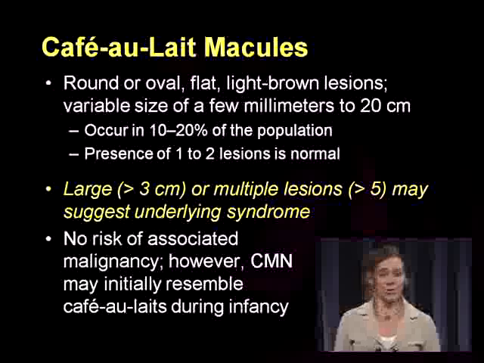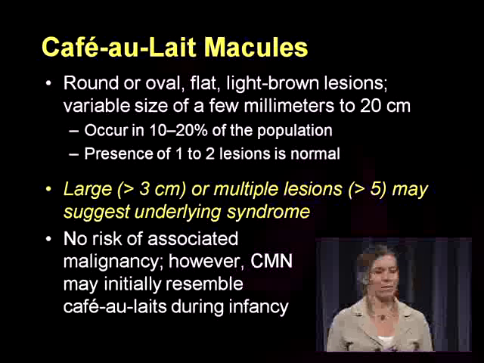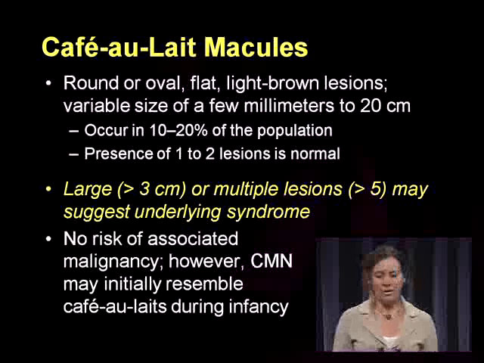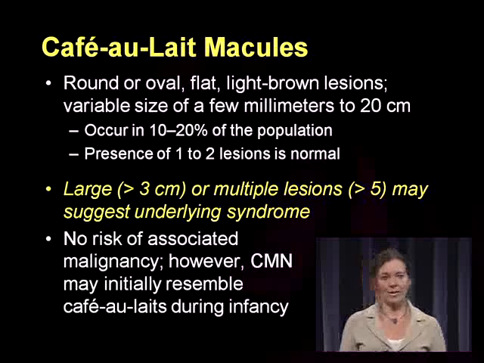We worry more when we see multiple cafe au lait macules, especially if there's more than 5, or particularly large cafe au lait macules. In those situations, we want to think about, could there be an underlying syndrome? The lesions themselves are completely harmless. They're just a marker. There's no associated risk of malignancy or anything like that. However, do keep in mind that sometimes congenital melanocytic nevi can look very much like cafe au lait macules in the young infant.